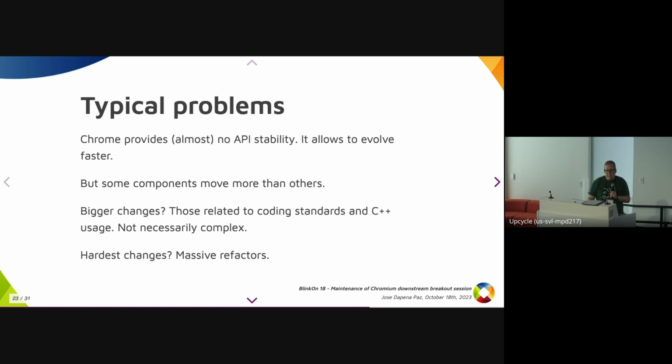Bigger changes that affect downstream are, obviously, the C++ and coding standards. Every time there's a change like that, the good thing would be for the downstream to adapt and keep the very same baseline of coding standards. And then there are massive refactors and modifications, which are very clear. An example where things move around is the IPC changes. Those were usually problematic for downstreams.